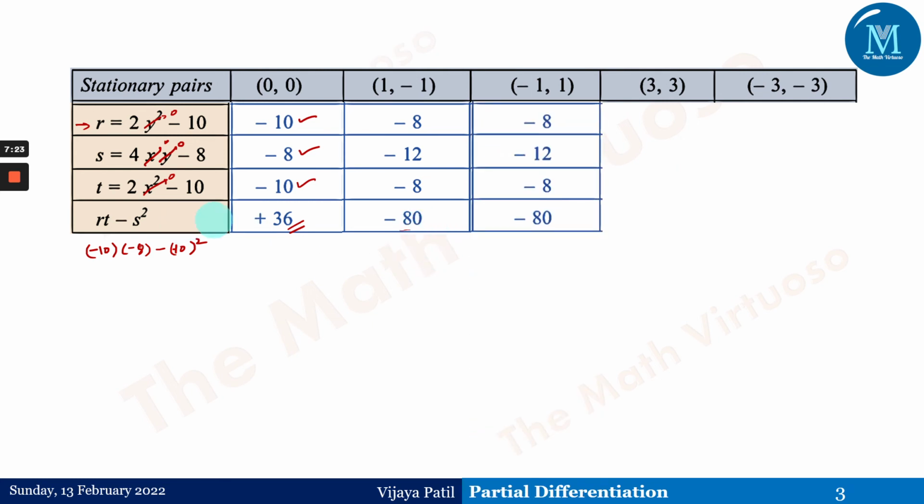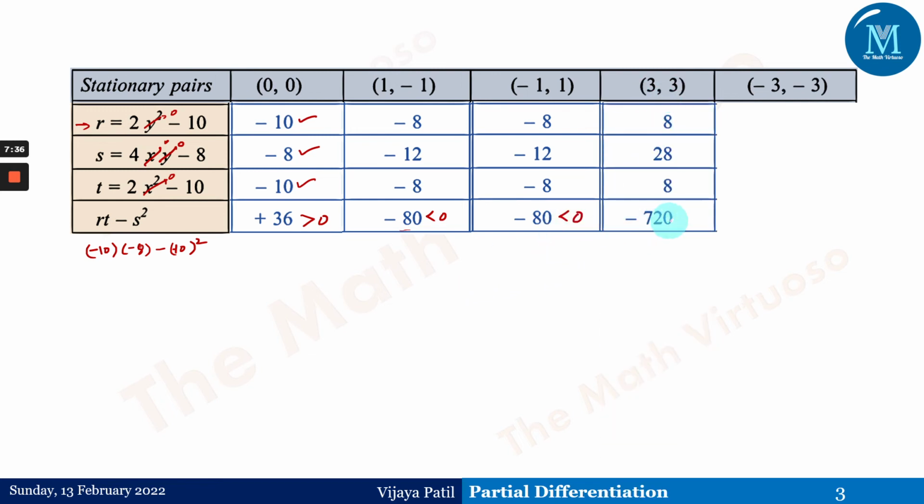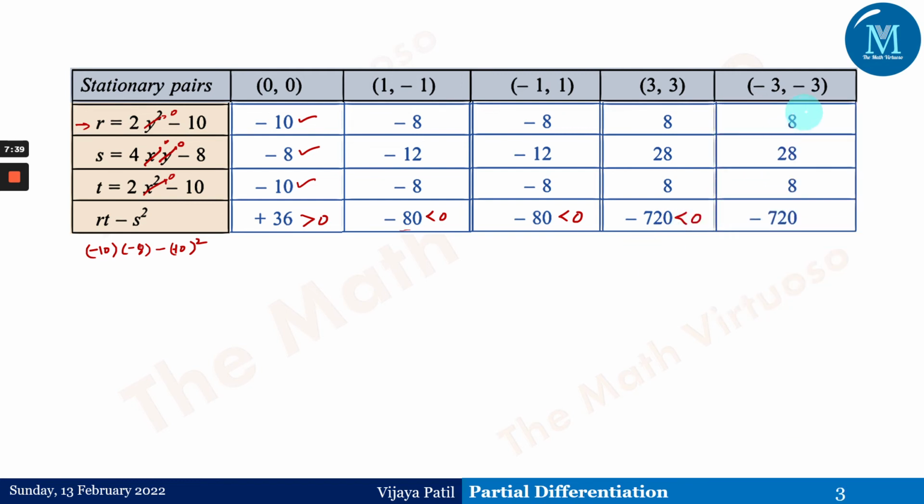Here RT minus S square, the value we got is negative. If you observe, this 36 is the value which is going to be positive here. This is negative. Similarly, this value also we got as negative. Let us check for 3, 3. 3, 3 also we got as less than 0. Minus 3, minus 3 also we got as less than 0. That means all the rest of the 4 are negative. So we are going to reject these pairs for the possibility of any maxima or minima at these points. But we are going to qualify 0, 0.